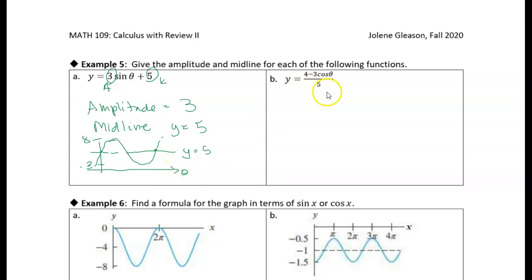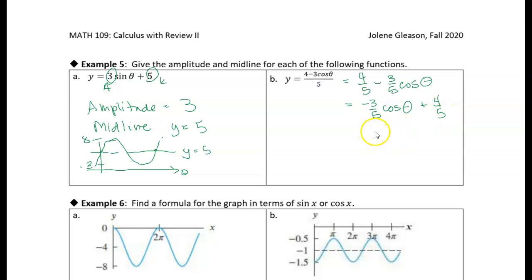All right, the second part of this example, you sort of have to rewrite this a little bit, just to get it in the form where we can read the amplitude and midline right off. So what I'm going to do is just divide everything in the numerator by 5, right? So I get 4/5 minus 3/5 cosine theta, which is the same as minus 3/5 cosine of theta plus 4/5.